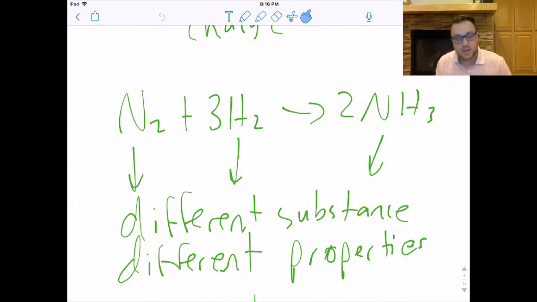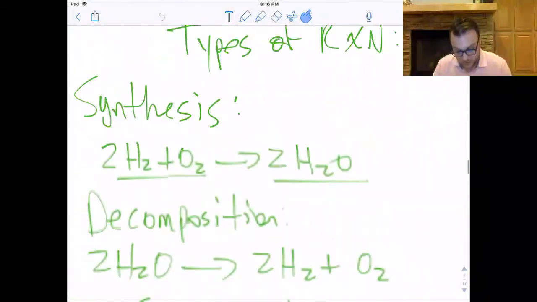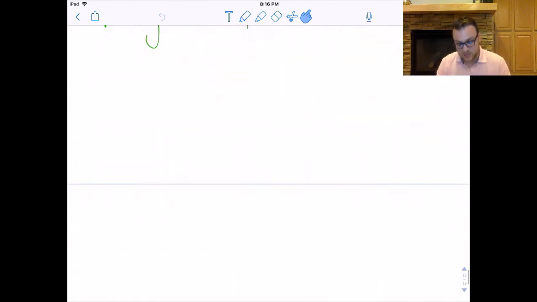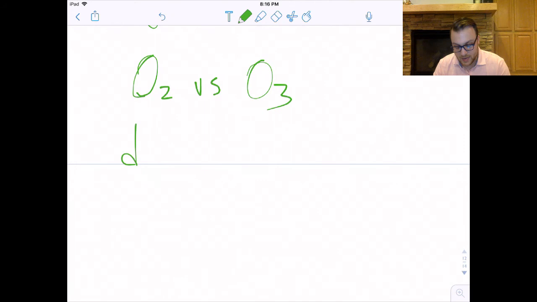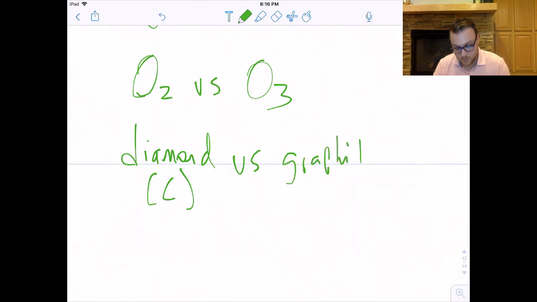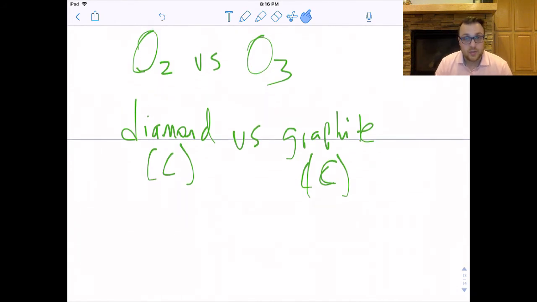If you were comparing O2 versus O3, or diamond, which is a carbon compound, versus graphite, which is a carbon compound. These are the two they pick the most. Yes, I get it. A, both contain oxygen. And B, both contain carbon. But a diamond, I hope this is obvious, is not the same as graphite.